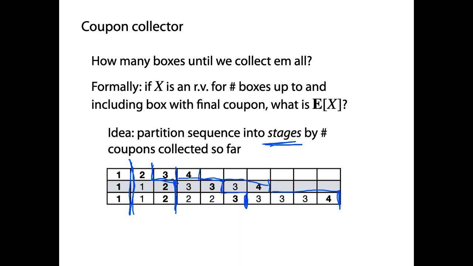If we think of this process as being divided into stages in this way, it gives us a way of characterizing the coupon collector random variable as a combination of what's happening in each of the stages. As we'll see, the expectation of the coupon collector random variable can be thought of as the sum of the expectations of what's happening in each stage.